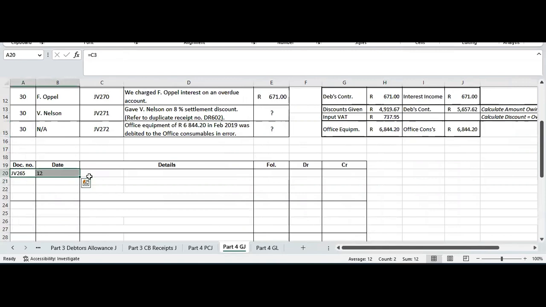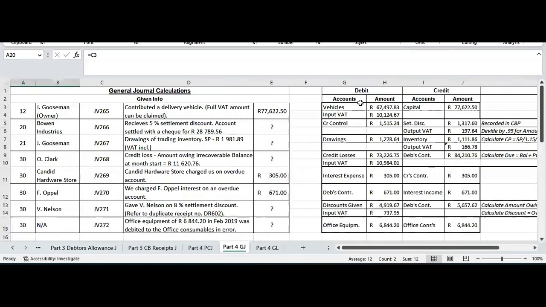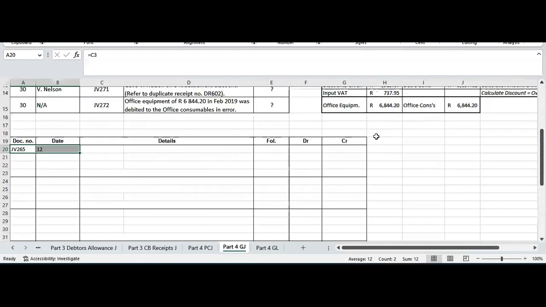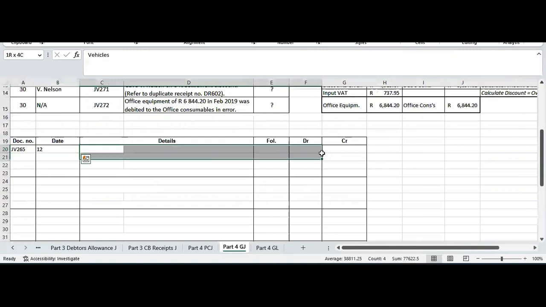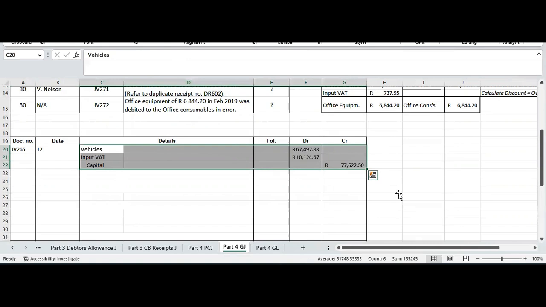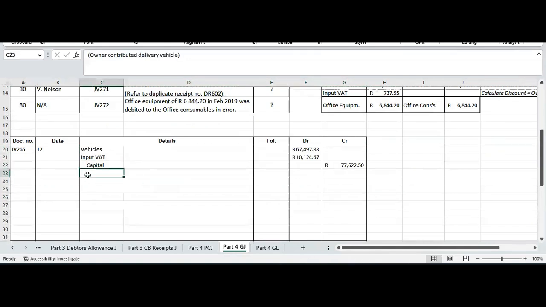journal. Okay, so this is our general journal. So we say, okay, we know that vehicles and input VAT was debited. We know that capital was credited. So just put all of that in here. Okay. But the only thing that we're going to do in addition to what we did when we did the calculations there is we put down here a little reason.